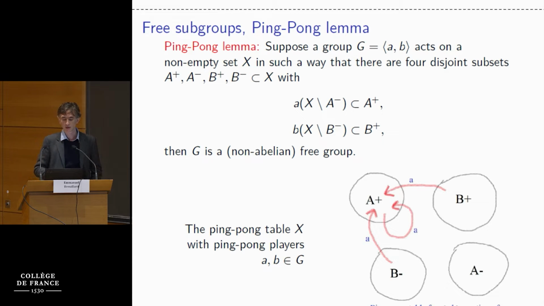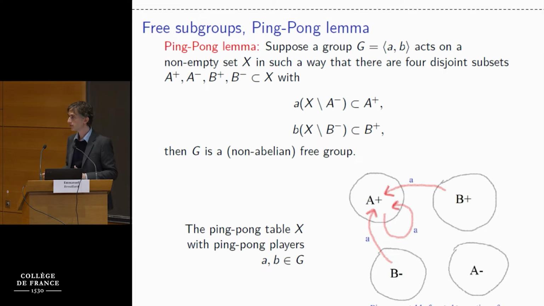So here's an illustration of what's going on. You have your ambient set X. You have 4 disjoint subsets. And A has this behavior. It sends B minus and B plus inside A plus, and A plus also inside A plus, but you don't know what it does on A minus.